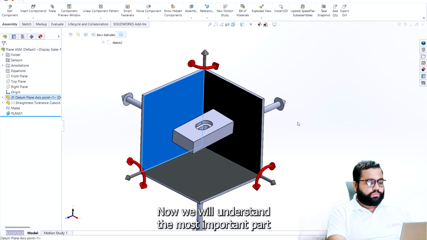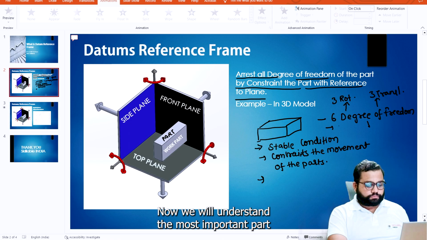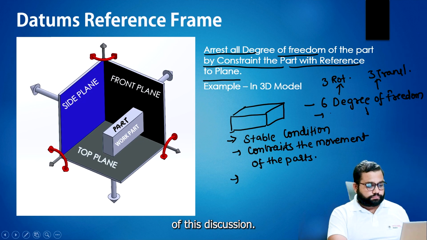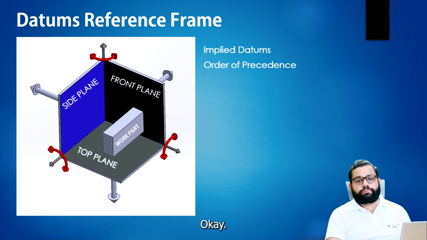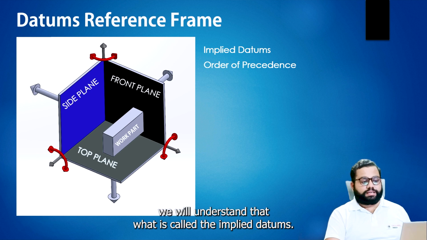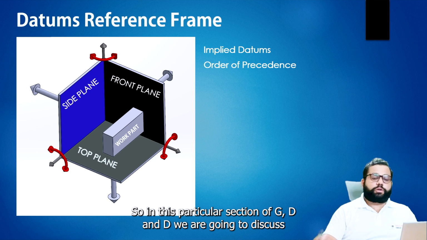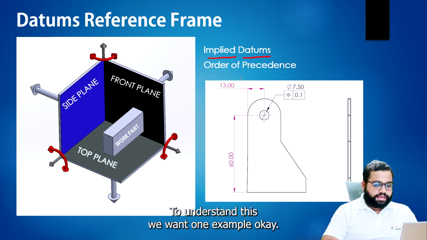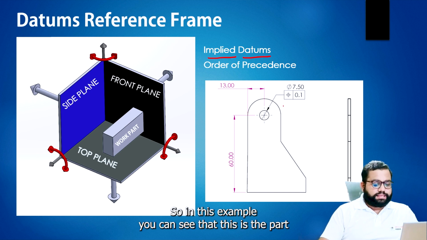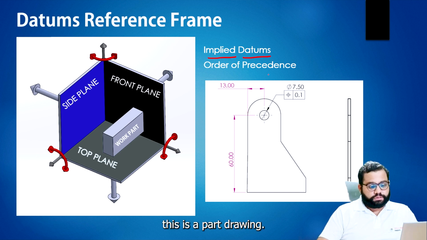Okay, now we will understand the most important part of this discussion, and we will move towards implied datums. With the help of this we will understand what an implied datum is. So in this particular session of GD&T, we are going to discuss implied datum also. So what is an implied datum? To understand this, we want one example. In this example you can see that this is a part drawing.